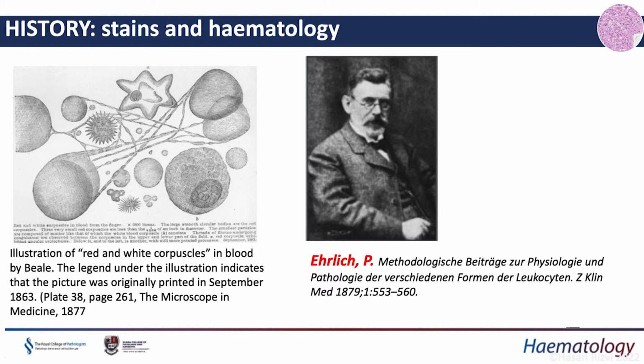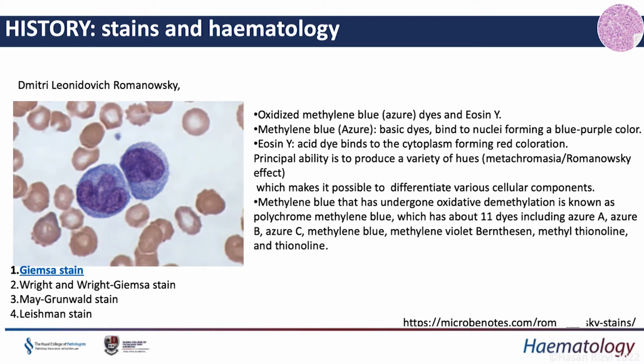He had medical training and also had an interest in chemistry and dyes, and he had a very profound knowledge of them, and he used them to start staining vital stuff. But then it was Romanovsky who described how you use methylene blue, which is oxidized, along with eosin, to highlight the different cytological tinctorial hues within the cytoplasm of hematological cells.